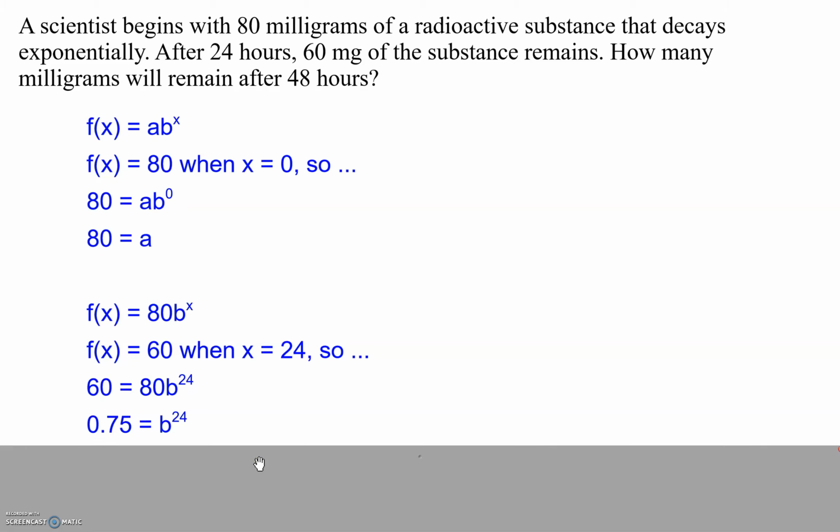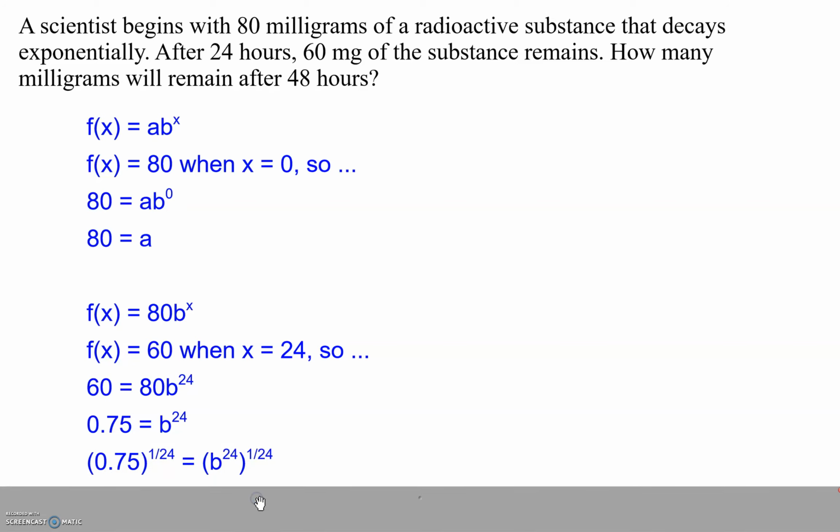Well, if that was b squared, I would take the square root. If it was b to the third, I would take the cube root. So in this case, I want to take the 24th root. It's helpful to remember that taking a root is equivalent to raising something to a fractional exponent, where the denominator is telling you the type of root. So I'm going to raise both sides to the 1 over 24th power.